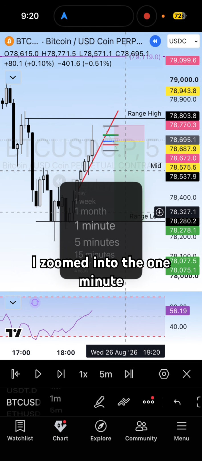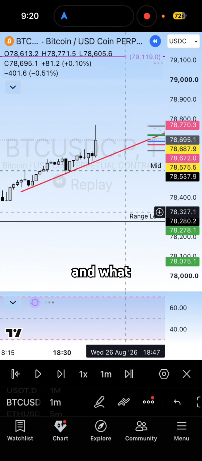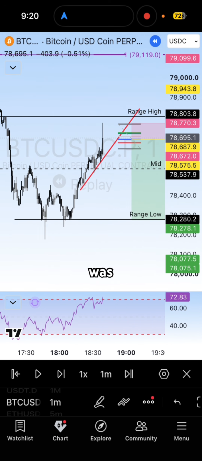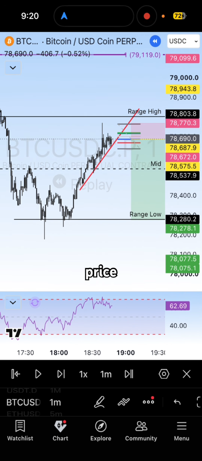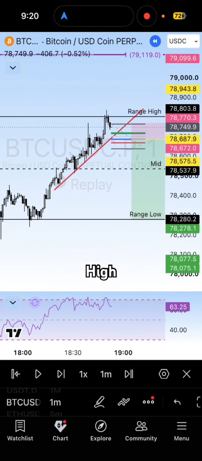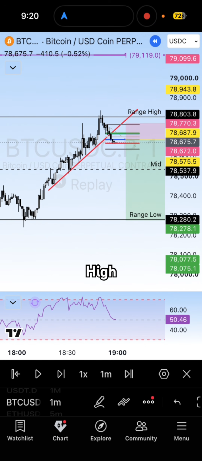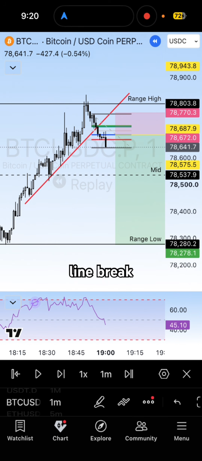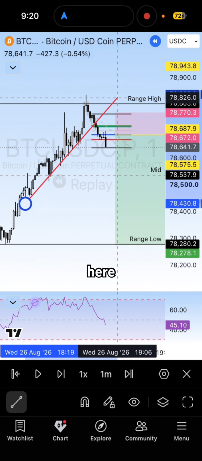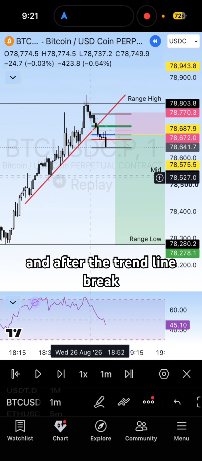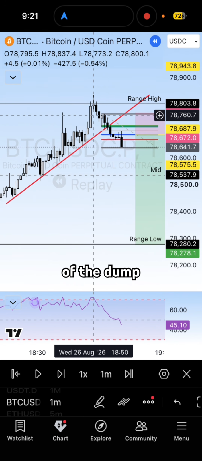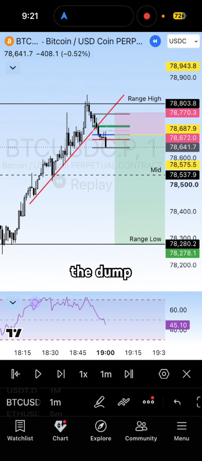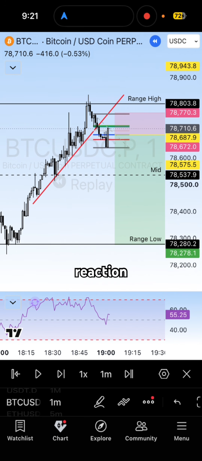So what happened, I zoomed into the 1 minute, and what I saw later on was the price actually approached my range high, and after it hit the range high, we had a nice trend line break that I drew the trend line here, and after the trend line break, I drew the FIB from the start of the dump over here to the end of the dump, and I waited for the FIB reaction.